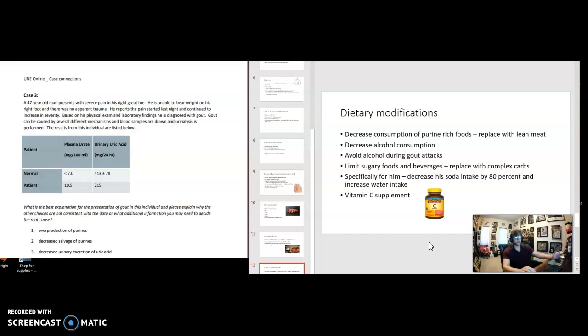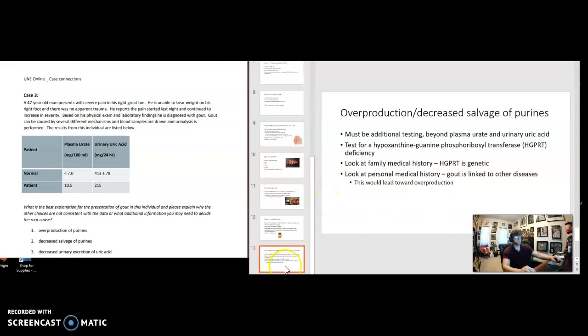All of that soda that the man was drinking, those are all simple sugars. So the easiest modification for him would just be to cut back to 3 Cokes a day at least, and just replace the rest of it with water. There is some evidence towards vitamin C supplements. These help increase uric acid clearance and decrease gout attacks.